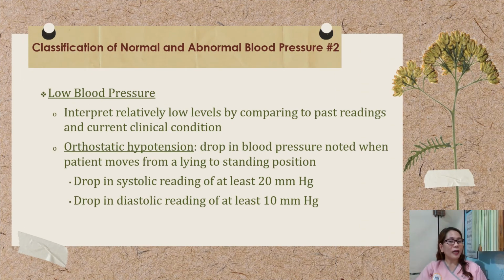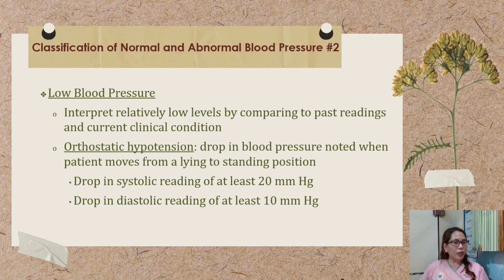Okay, for low blood pressure reading, this will be interpreted as relatively low levels by comparing to past readings and current clinical condition. Ano ba yung current clinical condition of the client? Ano yung previous niya na blood pressure? For example, a pressure of 110 systolic and 70 millimeter of mercury diastolic would usually be normal, but could also indicate a significant hypotension if the past pressure of your client is higher than that.